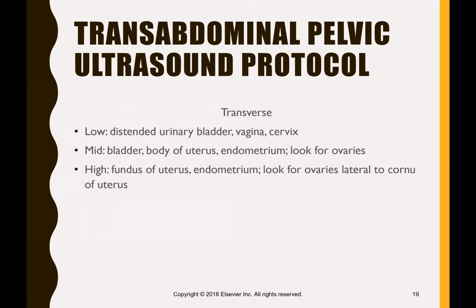In a transverse ultrasound, once you get done with all of your sagittal images, you'll turn transverse and you'll start at the inferior cervix, and then you'll just work your way up toward the patient's head, with slow angulation of the probe. And you want to see a low pelvis, and that's just going to show you the urinary bladder, vagina, cervix. Then you're going to go up a little bit higher to get the body of the uterus and look for the ovaries, and then the fundus, the uterus, endometrium, and still trying to evaluate the ovaries.